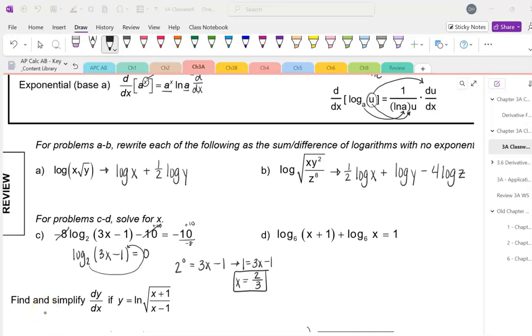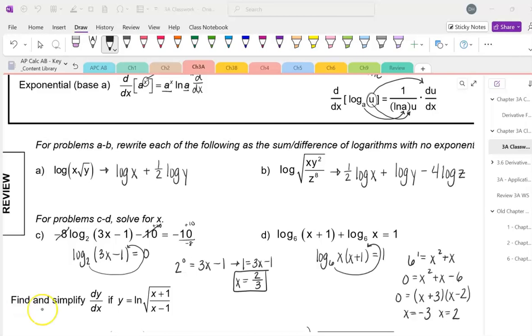So we get the log base 2 of 3x minus 1 all by itself equal to negative 10 plus 10 divided by negative a, which is 0. Loop it, 2 to the 0, that's really 1, and then just reverse your operations. Same thing with part D, combine it into a single log with a base of 6, loop it, and solve. Keep in mind the rules for logs, you can never have a negative next to the log, so that would be gone. Your only answer is x equals 2.